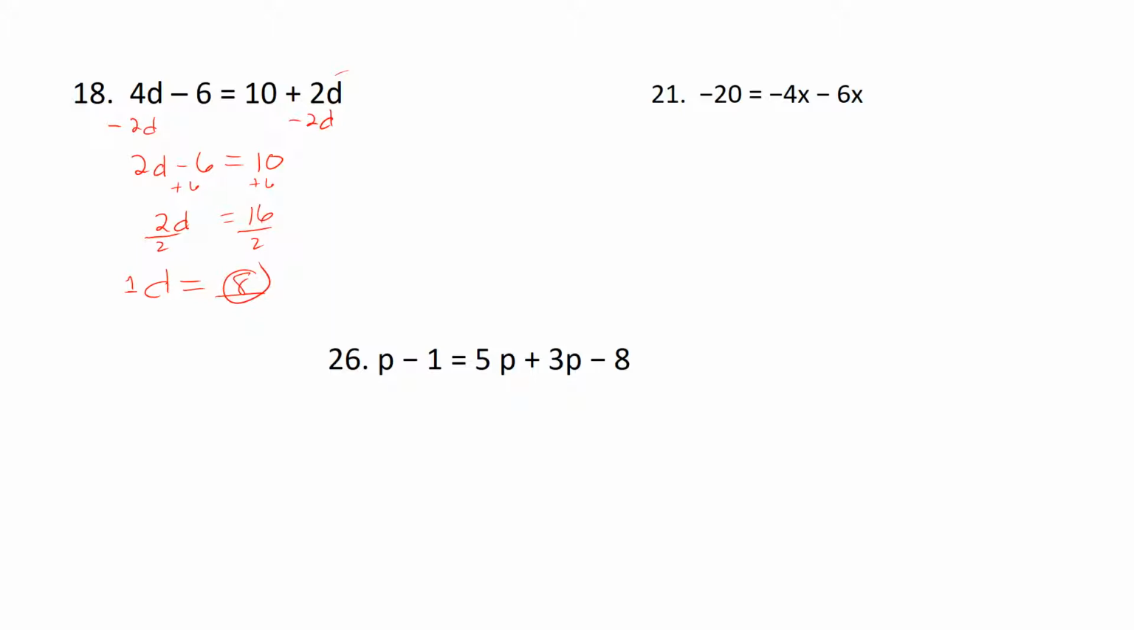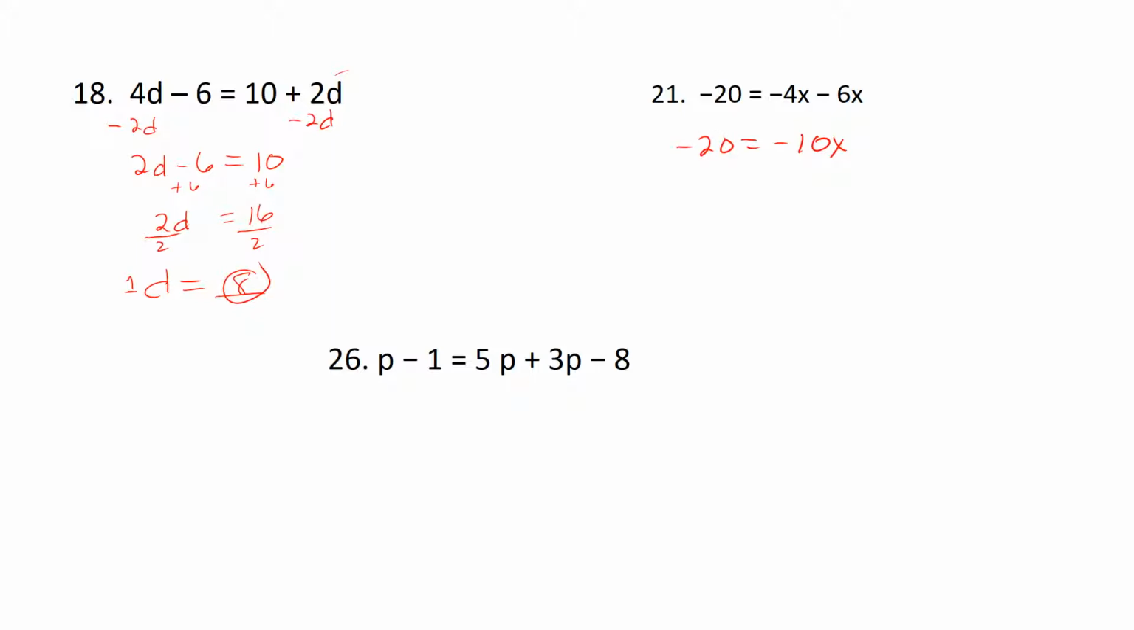Number 21. Negative 20 equals negative 4x minus 6x. Well, I think in class we did a problem where we could add two numbers together when they were on the same side of the equal sign. To simplify, we can do the same thing with letters. So the negative 4x and negative 6x, I can make that negative 10x. And on the left, I'm not going to do anything with that yet.